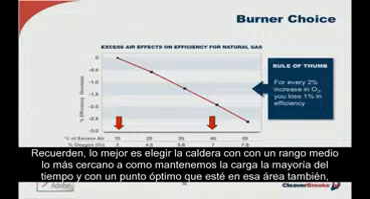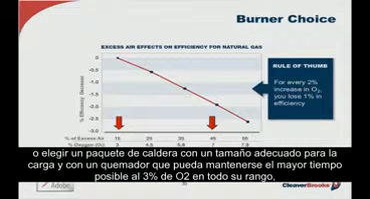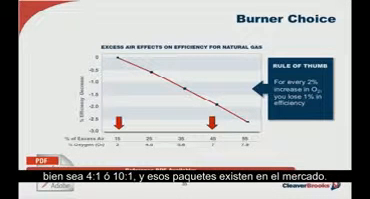Again, the best answer to the problem is to select a boiler with a mid-range or somewhat higher, as close to the majority of the load as possible, and one whose sweet spot is in that area as well. Or select a boiler burner package which is properly sized for the load and has a burner which can hold 3% O2 throughout its entire firing range or modulating range, be it 4-to-1 or 10-to-1. And those packages are out there.